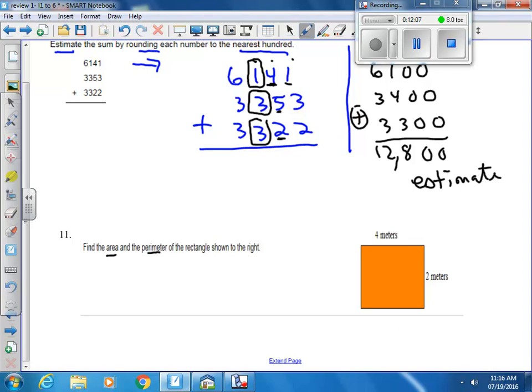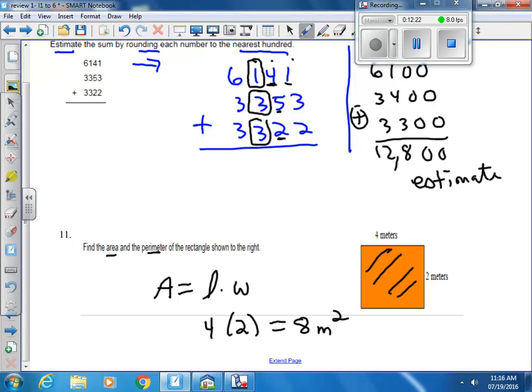Find the area and perimeter of this rectangle. So let's go for area first. We know area is length times width. So we're just going to take 4 times 2 to get 8. And the units are squared, so meters squared.